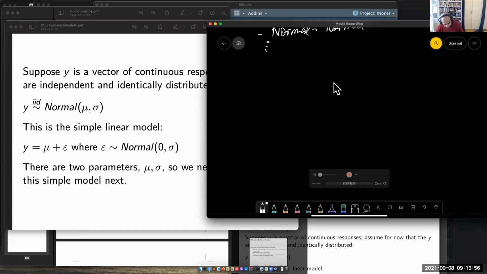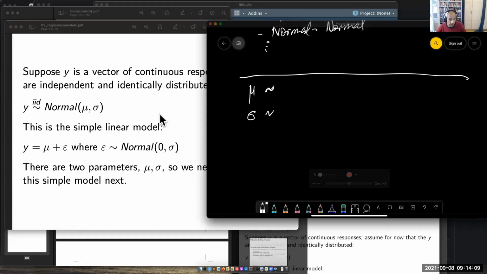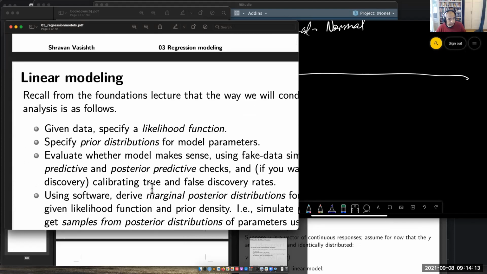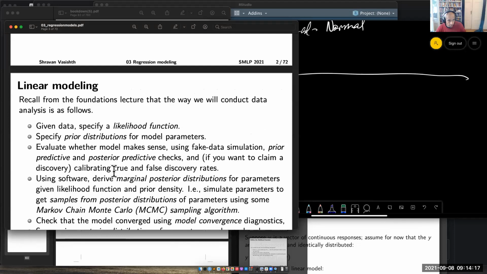So if you look here, we've got mu and we've got sigma, and we're going to have to decide what priors to use on these, right? That's what those tildes are for. So that's where I'm going with this next, right? If you remember, what we are going to do in Bayesian modeling is that we are always given some data. We always start with some data, just like always. We're going to specify a likelihood function.